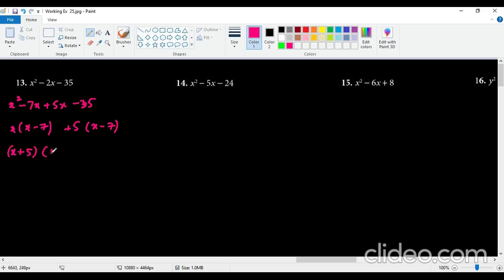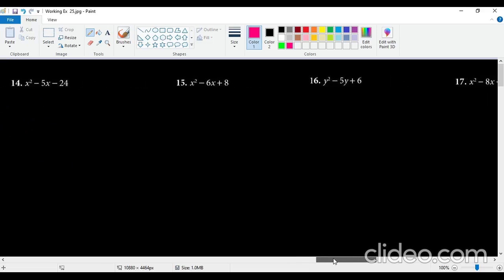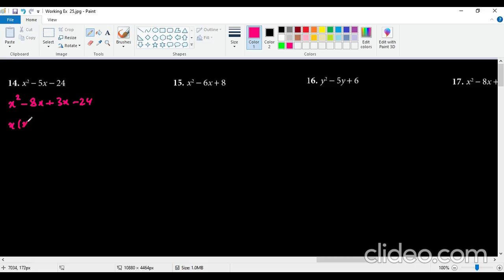This trick is going to help us in solving the next exercise that is going to be in factorization. Right now, the coefficient of x square is only 1 like this, but in the next exercise, it's not going to be a 1, it's going to be a different number. When it comes to question number 14, we know very well that 3 times 8 is 24. So x square minus 8x and plus 3x is going to give us a minus 5x and minus 24 in the last. So x is common, x minus 8 and x minus 8 plus 3 will be in the middle.